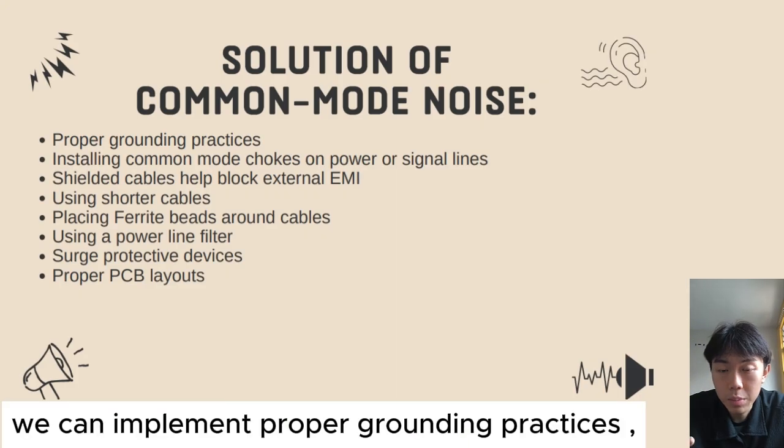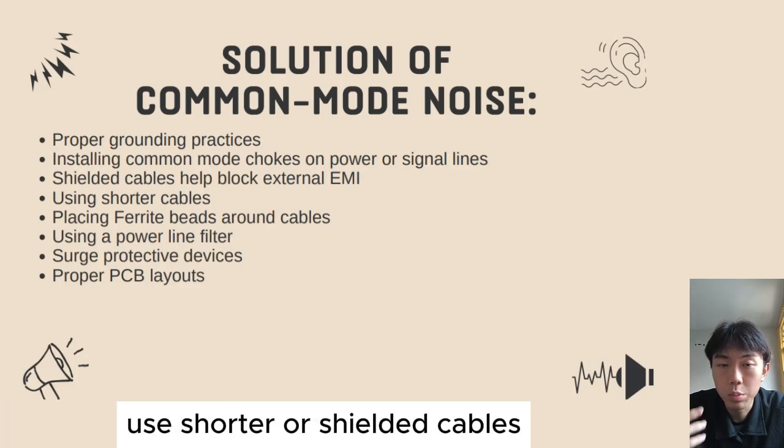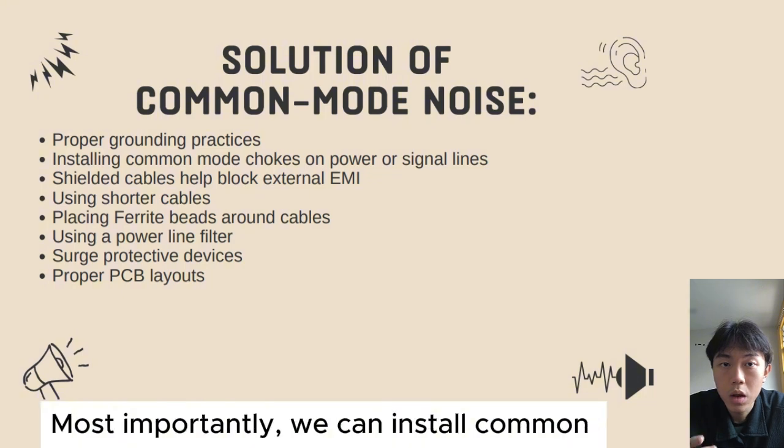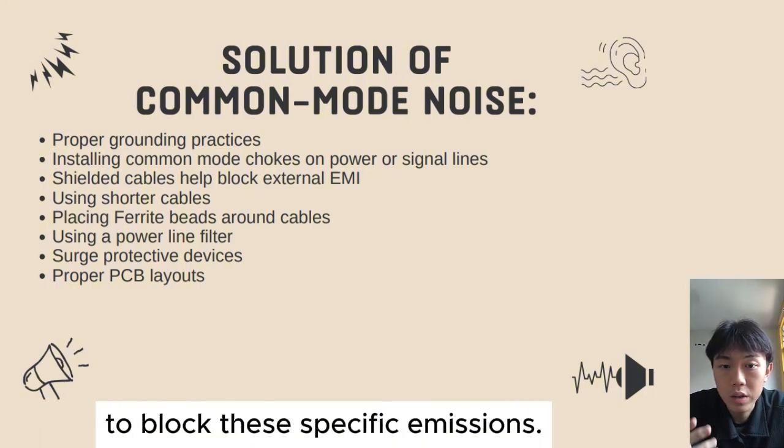To solve this, we can implement proper grounding practices, use shorter or shielded cables to block external EMI, and place ferrite beads around the cables. Most importantly, we can install common mode chokes on the power lines to block these specific emissions.